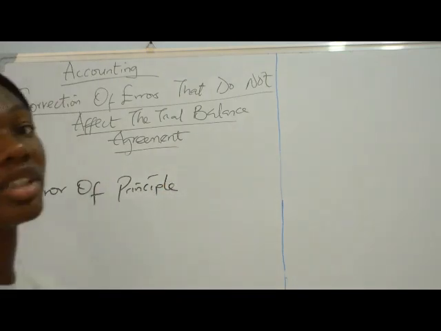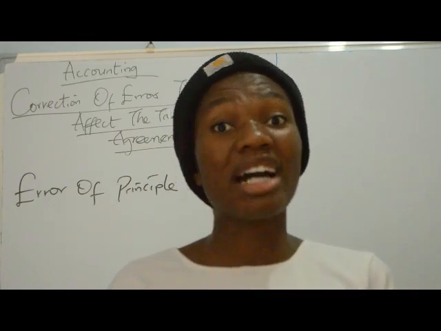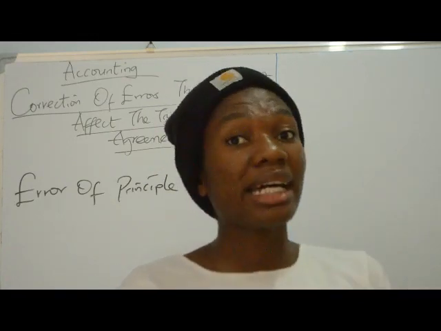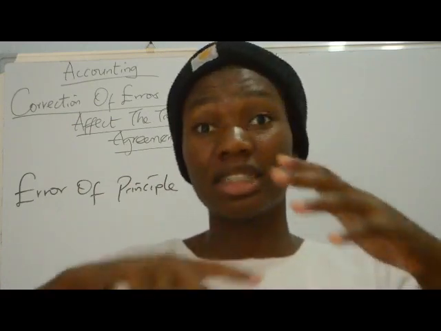Now, the error of principle simply talks about a wrong class of account. That is, the item was entered in a wrong class of account. We have classes of account: personal, impersonal. We have real and nominal accounts. They are all classes of account.